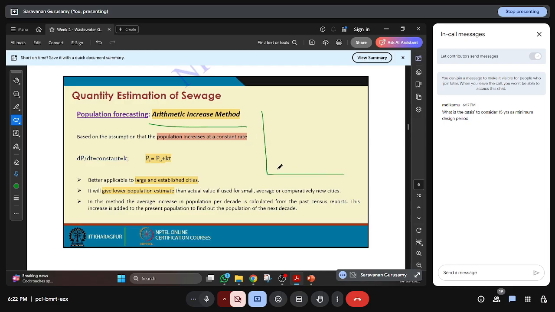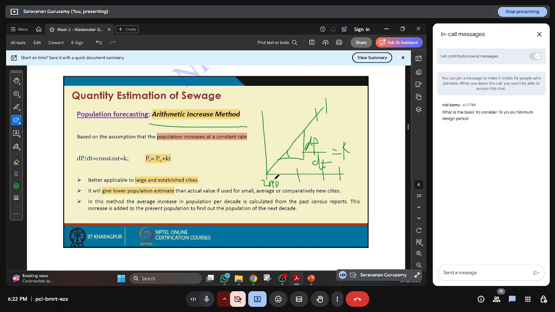If you see, this is your constant rate. So I know the population today, 2025, or if you take 2010, 2020, 2030, 2040, all the rate will be constant. So dP by dt will be constant. Then you can take this method. I know the slope, so I can easily calculate.